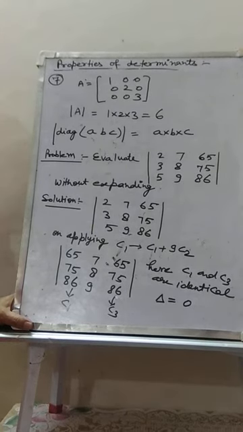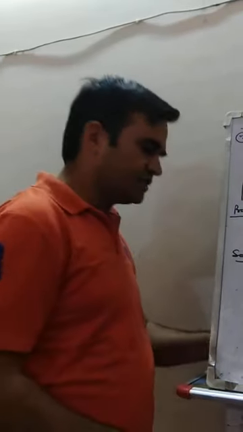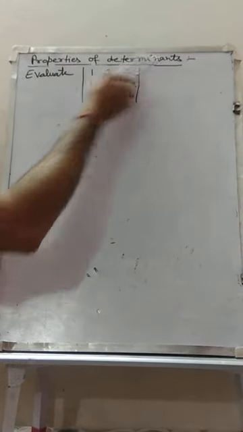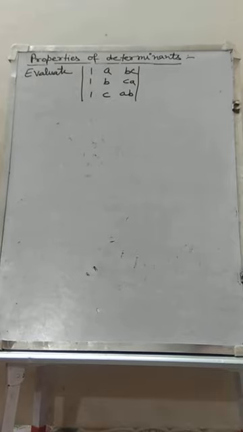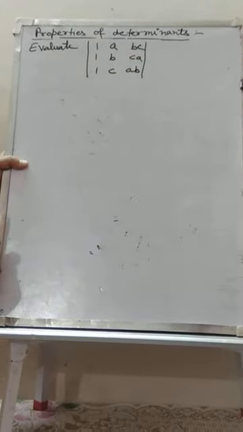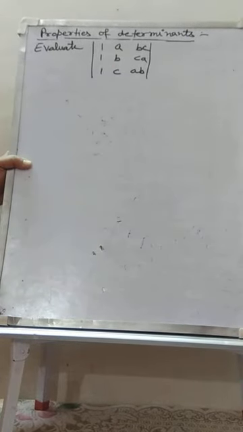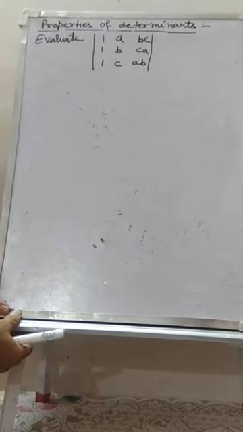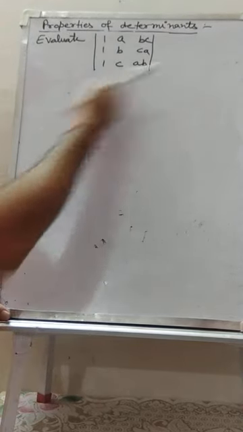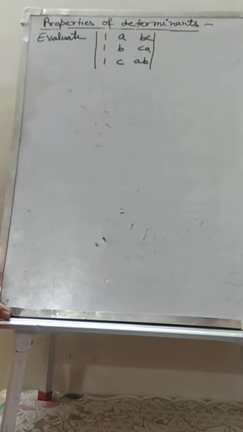We are taking one more problem. So this is our problem, to evaluate this one with the help of the properties of determinants. Although some problems come in this form, where the right side is also given: prove this determinant is equal to the right side. That is another way. So we are discussing what we can do here.